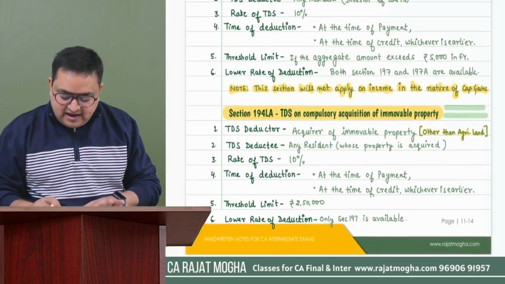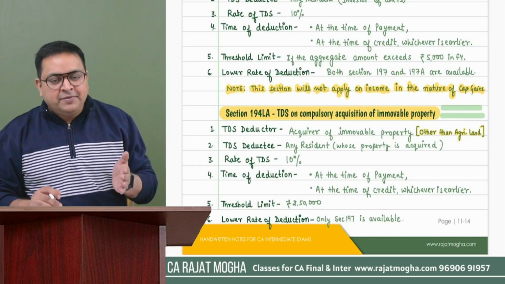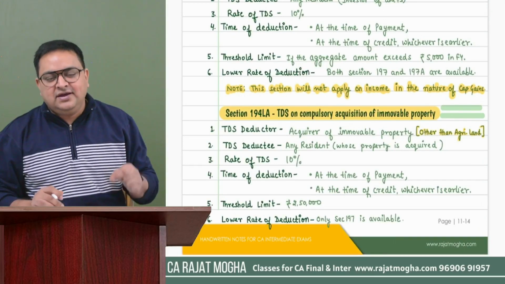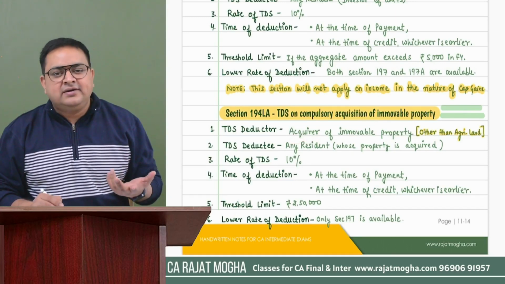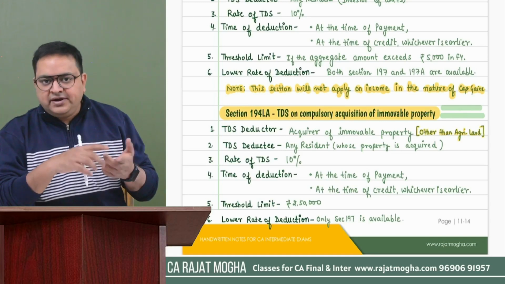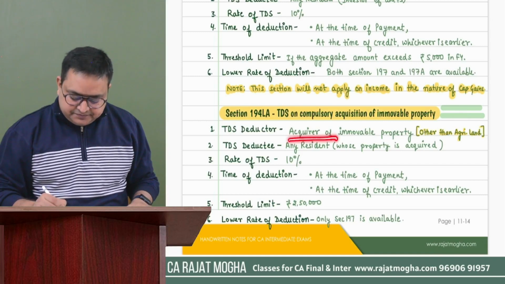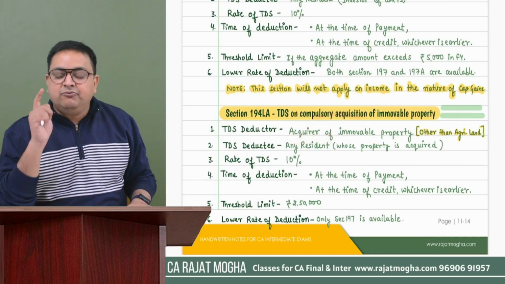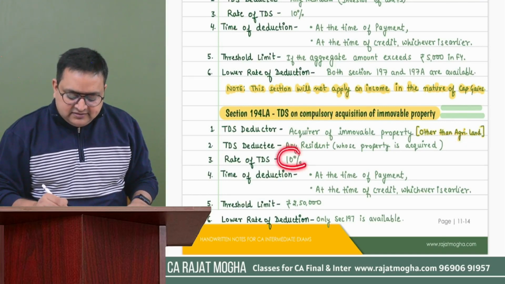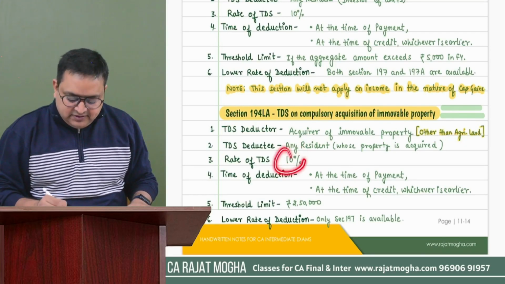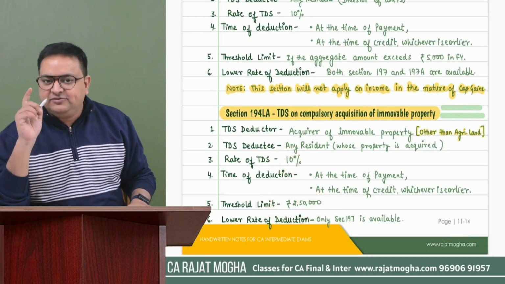194LA I have already discussed when I was discussing 194IA, purchase of immovable property, but here it is compulsory acquisition. If a person is doing compulsory acquisition, who would be the acquirer in that case? Either government, local authority, etc. They could be the acquirer in that case. So if they are acquiring any immovable property compulsorily other than agricultural land, the TDS rate will be 10%. Threshold limit is 2.5 lakh. Please understand this. Threshold limit is 2.5 lakh.